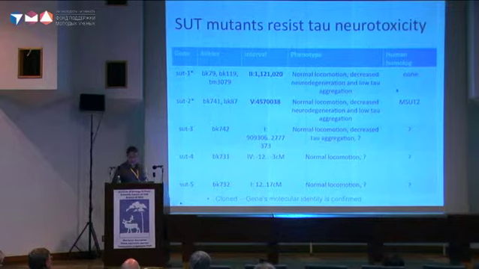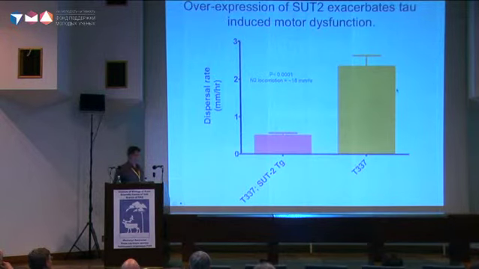It's a nematode-specific gene. However, SUT2 is conserved across the animal kingdom, and so we're going to focus the rest of our time on SUT2. So just a little more data about SUT2. I showed you that it suppresses the tau pathology.